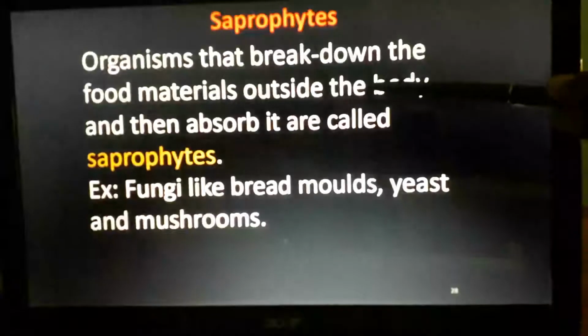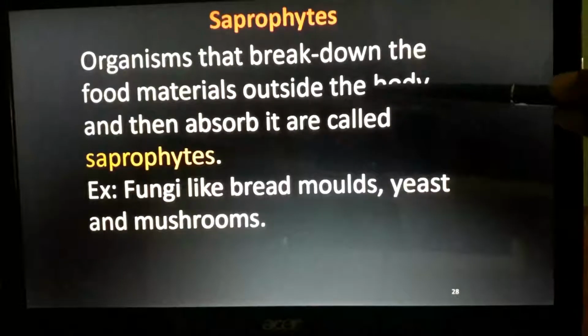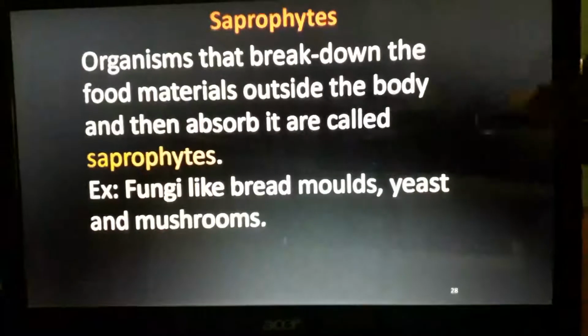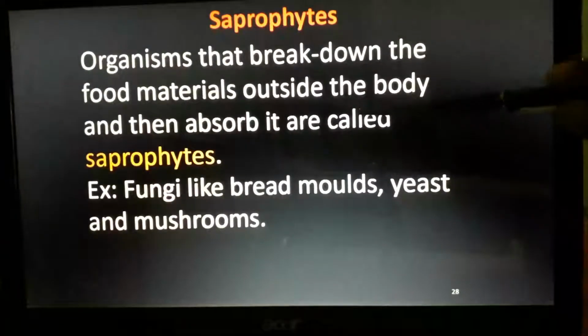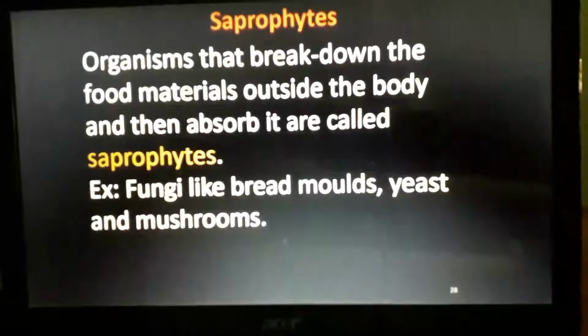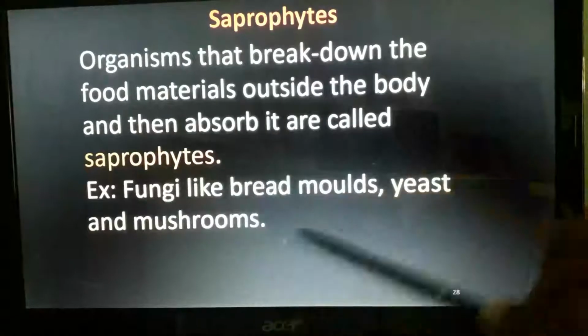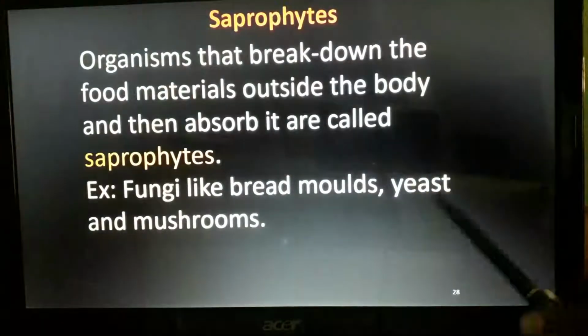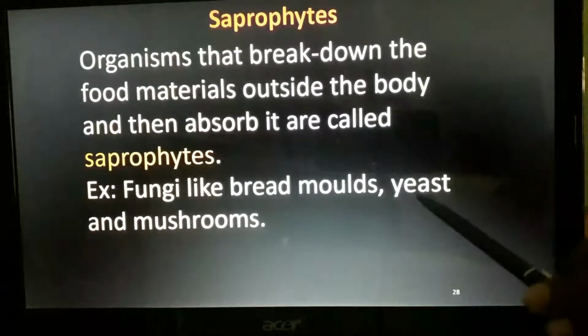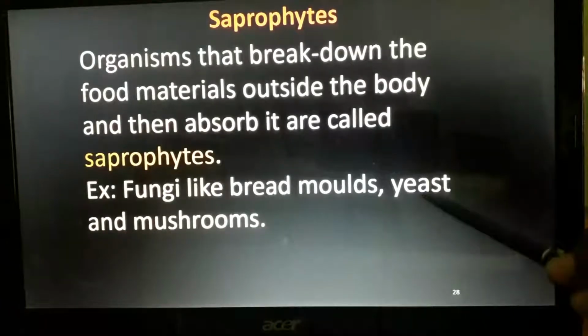Okay, that is called digestion. But in this case, they are breaking their food outside their body and they are directly absorbing it. Such organisms are called saprophytes. Example, fungus and yeast. Yeast also is there. Yeast, what we are using to make lots of cake and all.